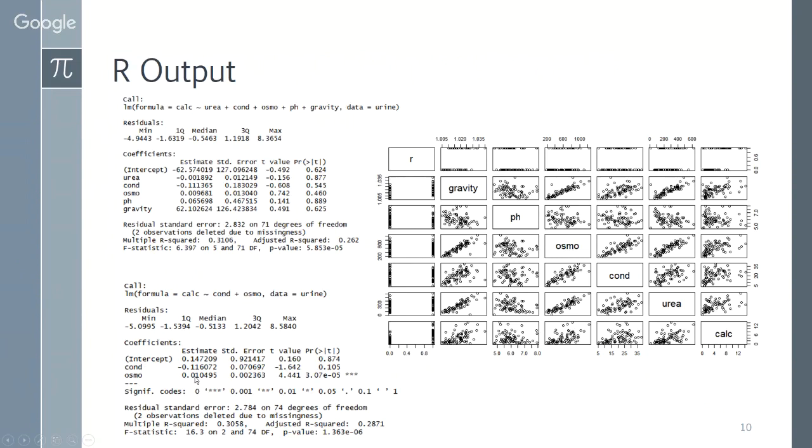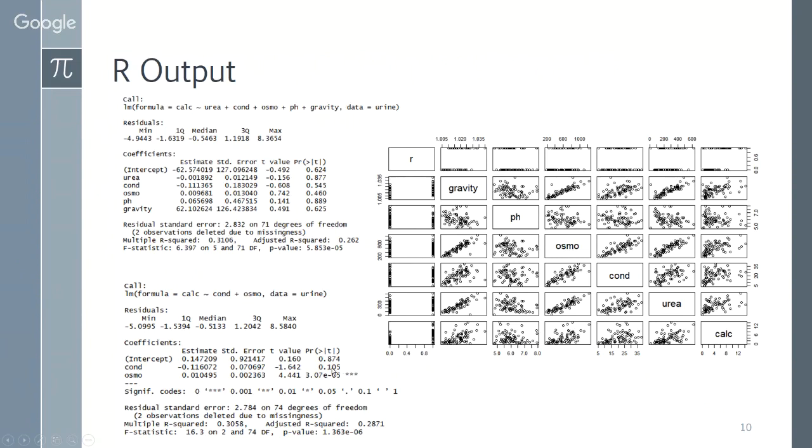Similarly, if the osmosis variable increases by 1, we would expect our calcium levels to also increase by 0.01. Okay, so hopefully you don't have any questions there. Again, we have t-tests here, and each of these t values, the test statistics and the p-values associated with them, are for the regression coefficients.